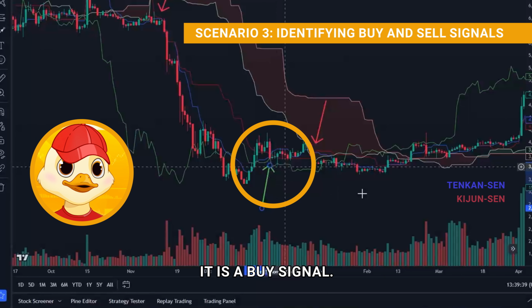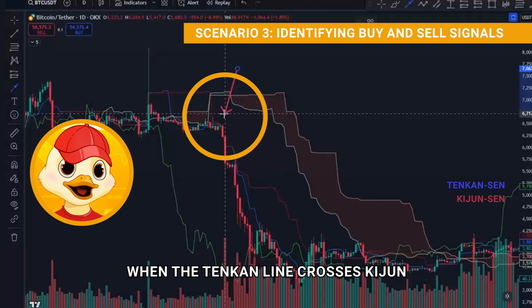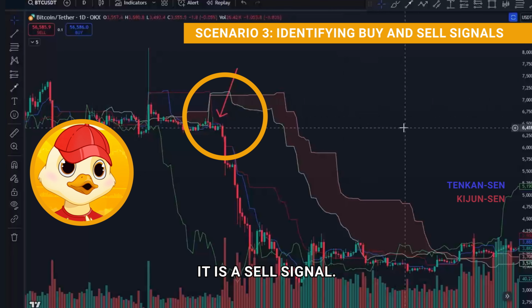It is a buy signal. When the Tenkan line crosses Kijun from the top to bottom, it is a sell signal.